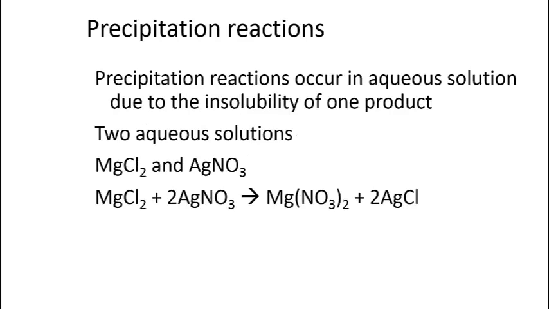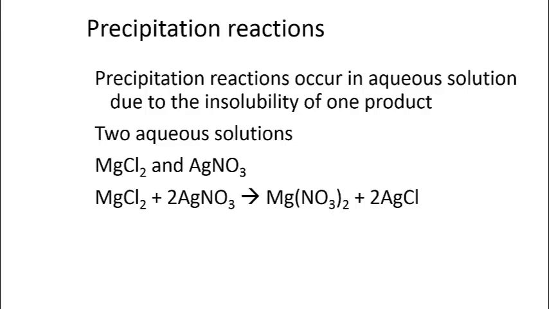Precipitation reactions occur in aqueous solution due to the insolubility of one product. In order to predict whether a precipitation will form when you mix together two aqueous solutions containing ions, you need to know the potential insoluble products that might form. We can predict which product will precipitate out of solution based on our solubility rules.